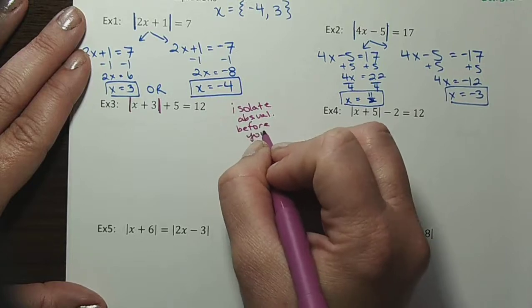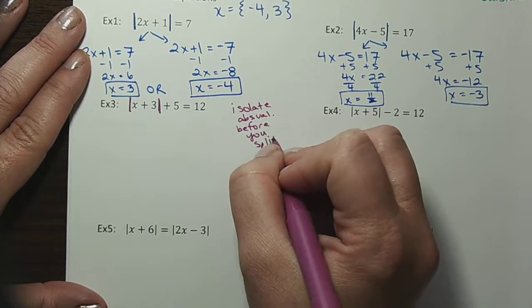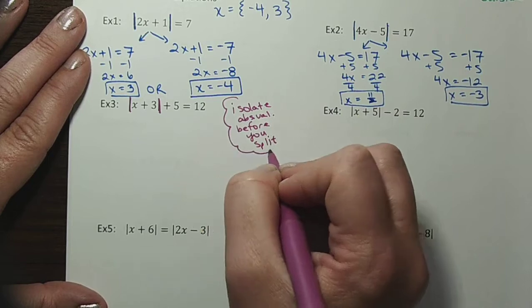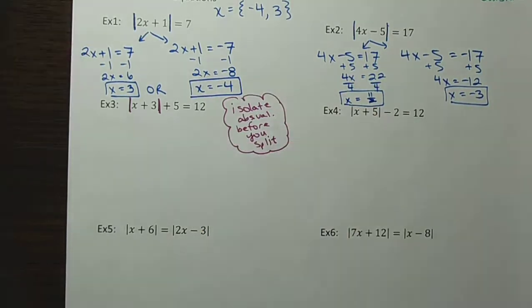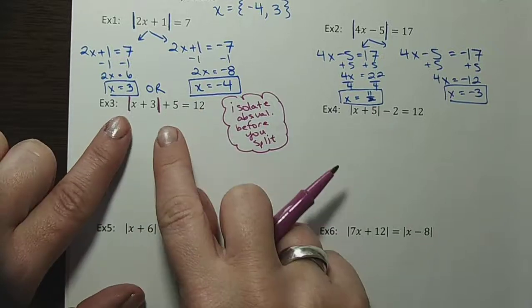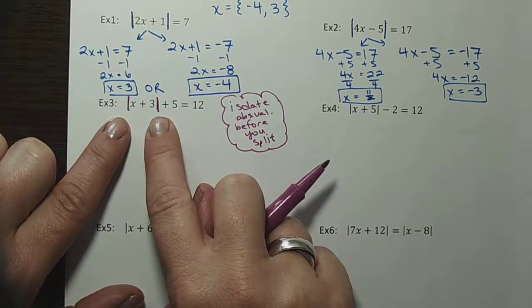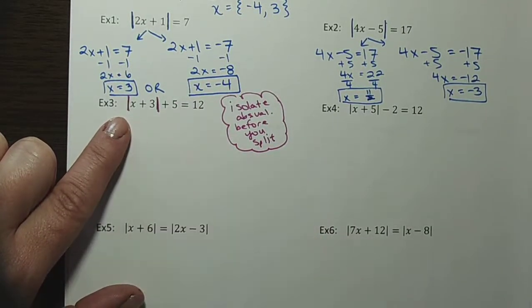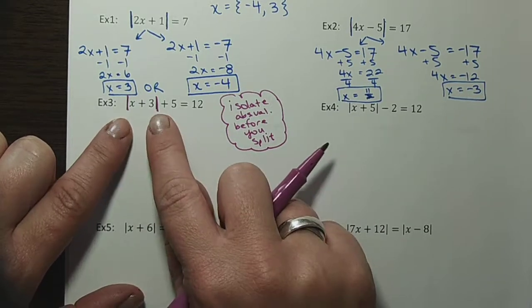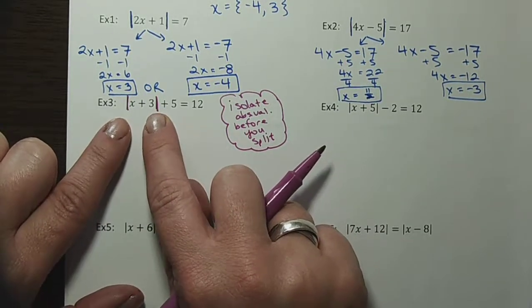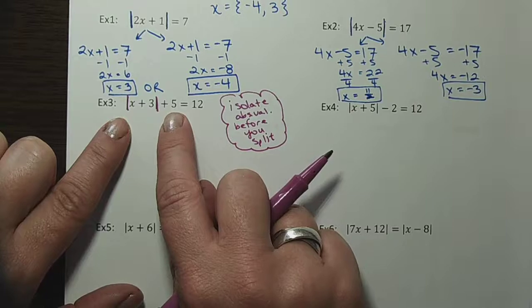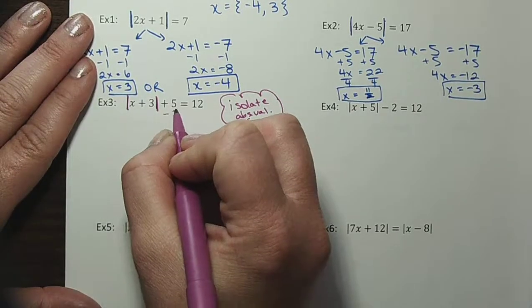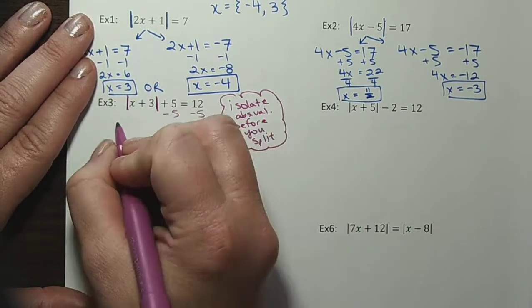And I will tell you, this is one of the most common mistakes that I see, is that we just split. And then that plus 5 gets all screwy. So move that 5, get rid of it, be done with it, and then split. So you don't want to split until the absolute value bars are all by themselves, and then we split, because you're only taking the absolute value of x plus 3, not plus 5. We don't want that messing things up. So we're going to move that 5 first.